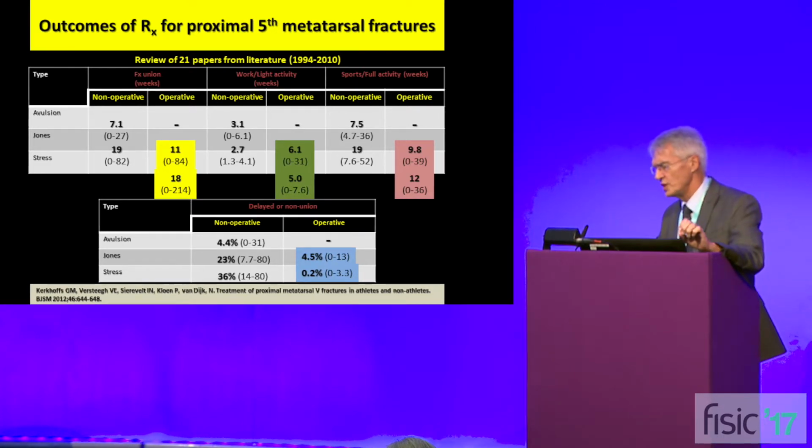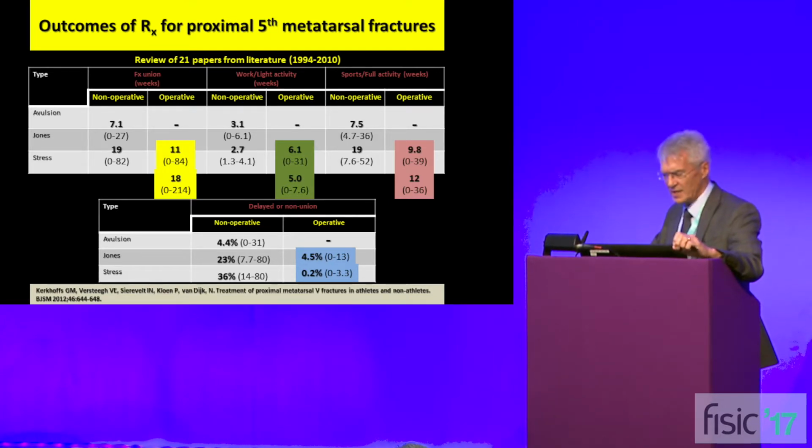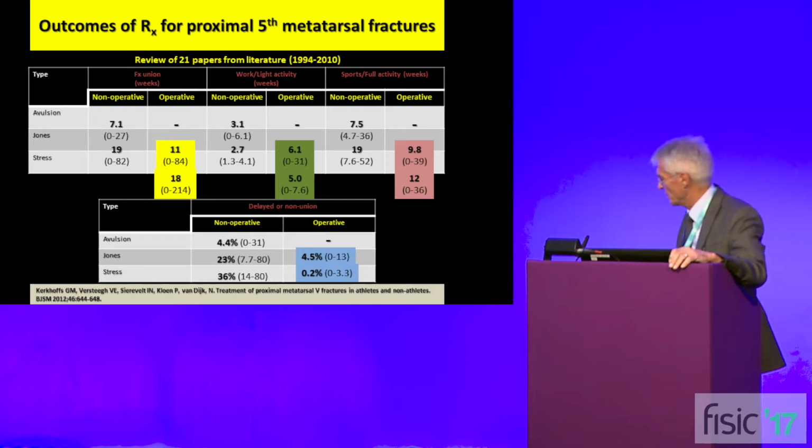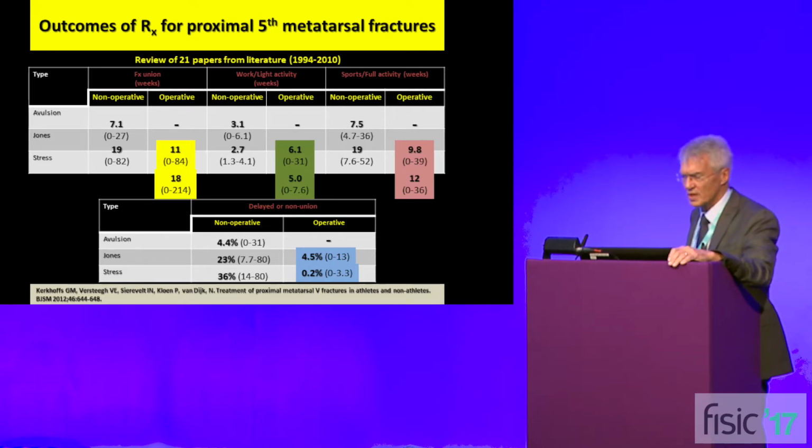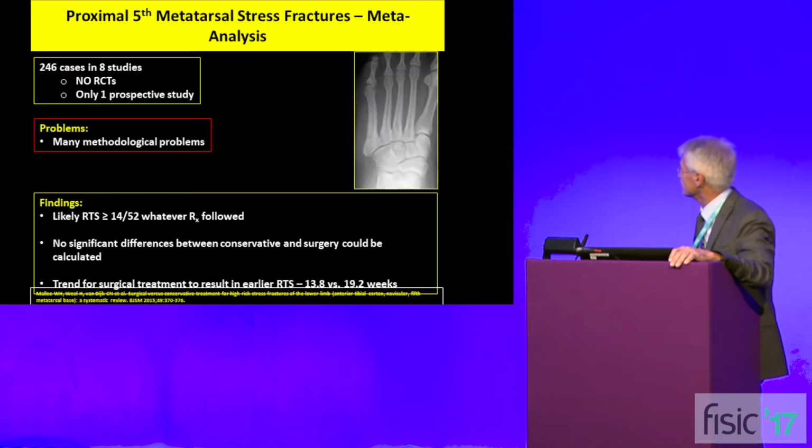What about those that don't heal? Well, I think if you treat your Jones fractures in the sporting population conservatively, about 1 in 4 will have delayed healing. And if you've got a stress fracture, it'll be about 1 in 3. If you operate on them, then you can see your percentages drop enormously. So this is a fairly positive thing for saying we should be operating on them.